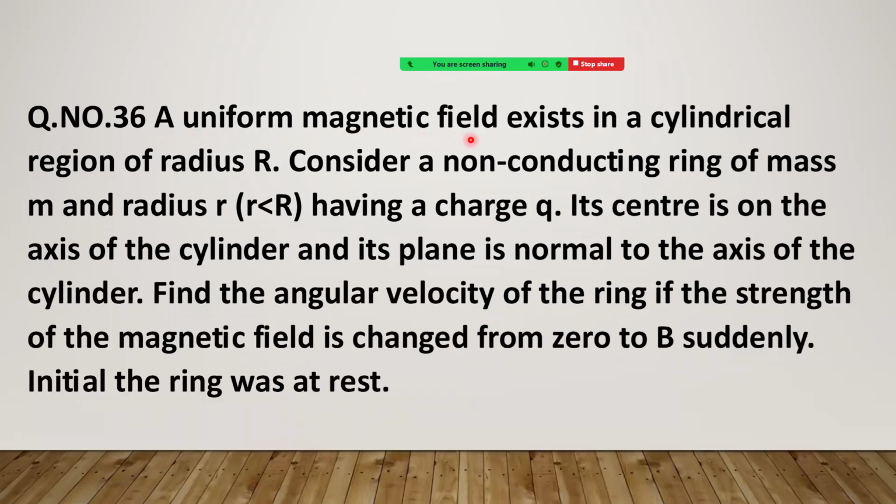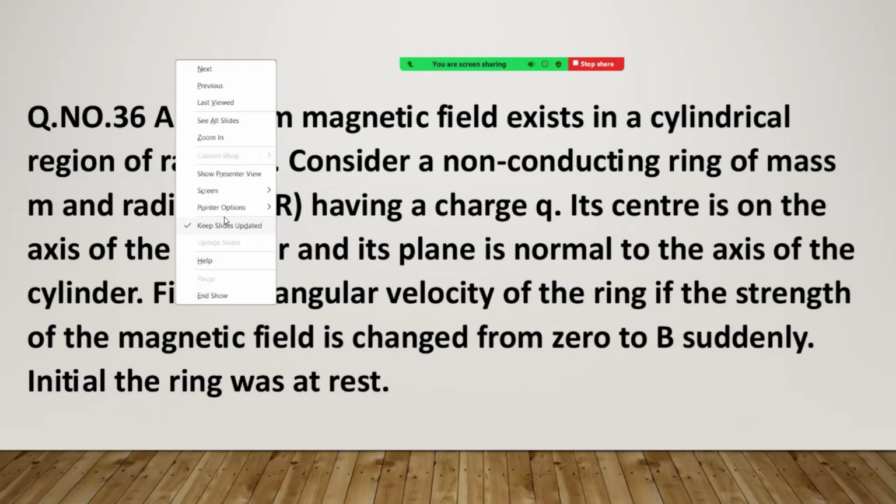See the question given. A uniform magnetic field exists in a cylindrical region of radius r. Consider a non-conducting ring of mass m, radius r, having a charge q. Its center is on the axis of the cylinder and its plane is normal to the axis of the cylinder. So it is almost the same as the previous problem, right? See here where the change comes. Find the angular velocity of the ring if the strength of the magnetic field is changed from 0 to B suddenly. Initially the ring was at rest.